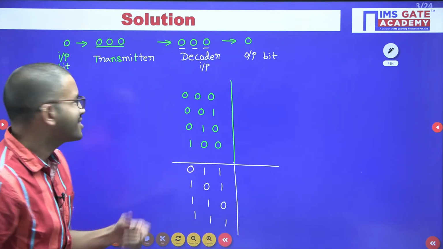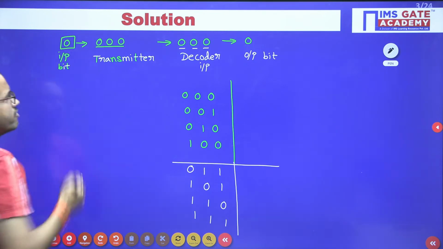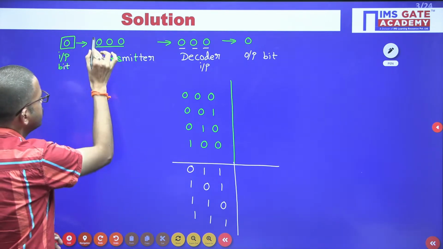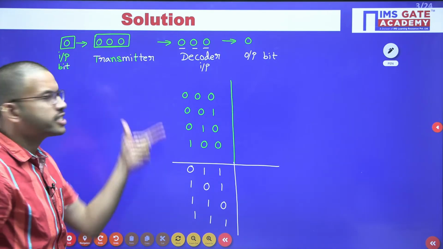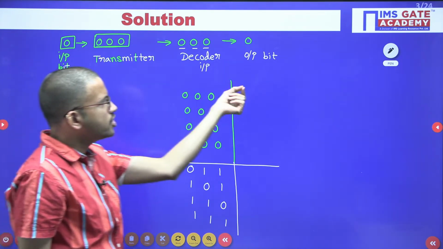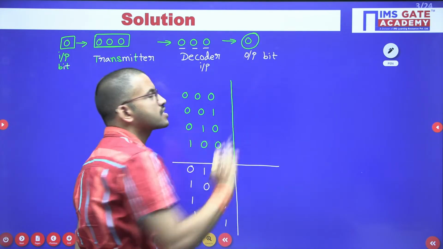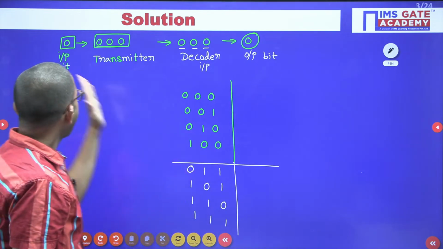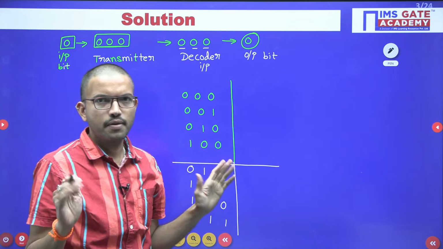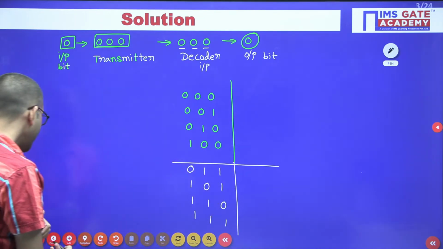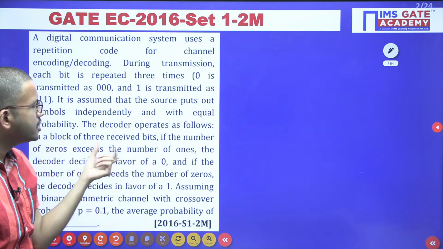So here I am considering the case that I want to transmit the bit value 0. So regarding that, I have used the repetition code. So I have transmitted 000. So at the decoder output also, if you are receiving 0, that means there is no error. I want to transmit bit value 0, I have received bit value 0, so that means there is no error.